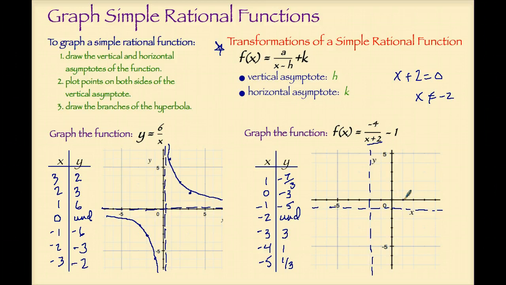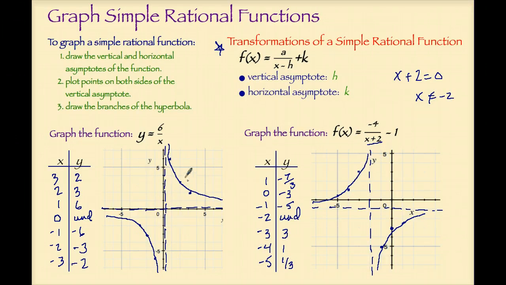So at 1, we are going to have negative 2 and 1/3. At 0, we have negative 3. And at negative 1, we're down here at negative 5. So here's the right branch of the hyperbola. And then on the other side of negative 2, at negative 3, we have positive 3. At negative 4, we have 1. And at negative 5, we have 1/3. So here is the left branch of the hyperbola.